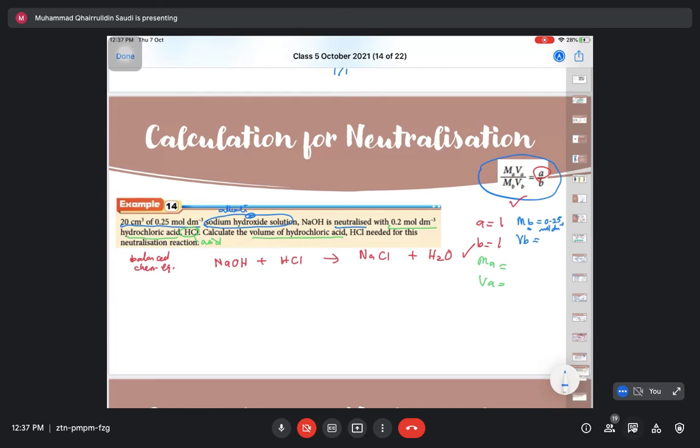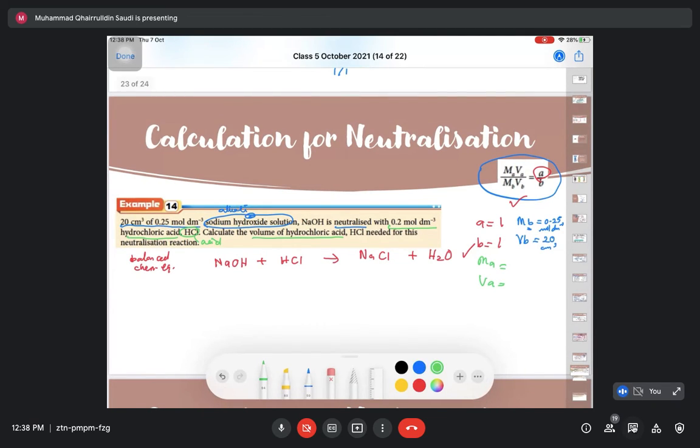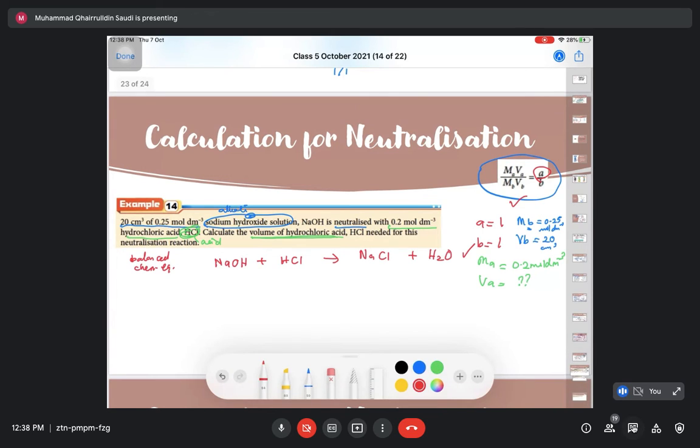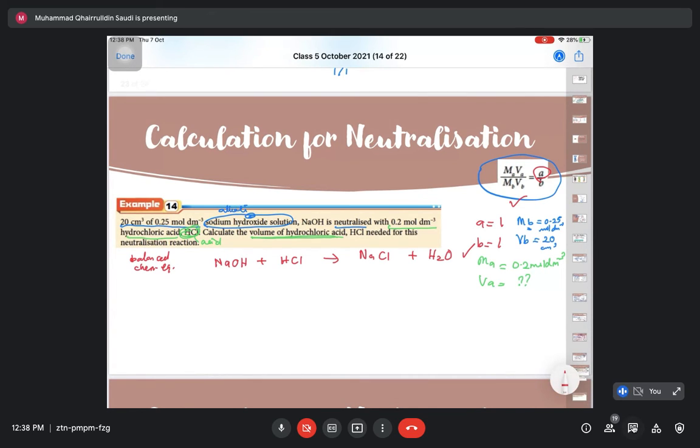So, VB, volume of our alkali? 20 centimeter cube. How about our molarity of our acid? 0.2 mol per dm cube. Okay, and the question wants us to find volume of acid. So, this is the thing that we need to find. So, plug in the value. Terus masukkan dalam formula. MA 0.2. VA we don't know. MB is 0.25. VB 20 equal to A1 B1.